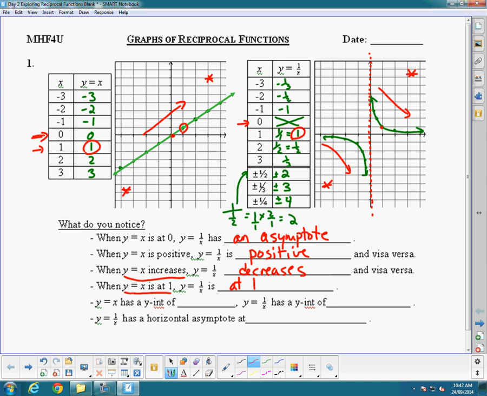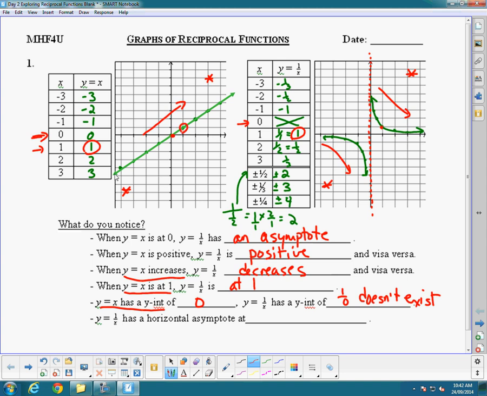All right, looking at the original. When the original has a y-intercept, well, what's the y-intercept of this one? The y-intercept is 0. The intercept of the reciprocal is 1 over 0, which doesn't exist. So not too exciting when looking at the intercepts, the y-intercept. It might be in other functions.